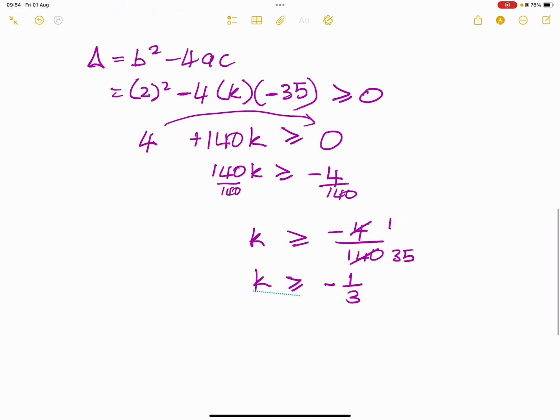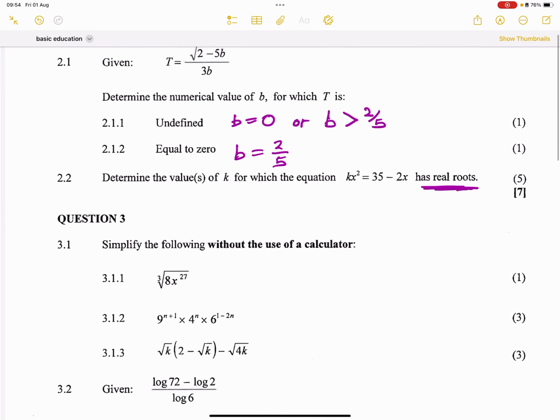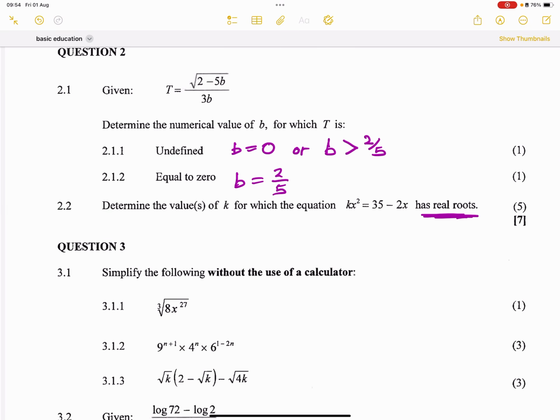All right, so that is really how the cookie crumbles. So please remember, when we talk about real roots, this is when delta is greater or equal to 0. So that is how the cookie crumbles.